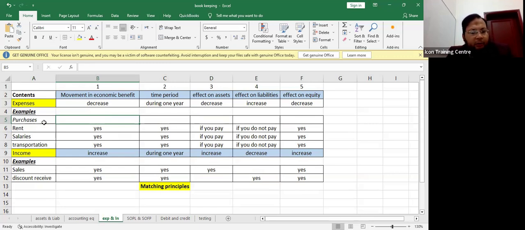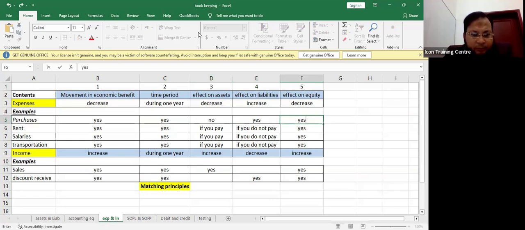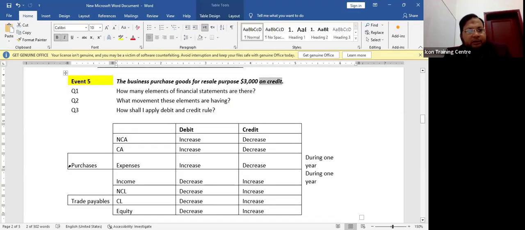So is it a decrease in economic benefit? Yes, because the intention is to sell it as soon as possible. It should be occurring during one year. If we have paid in cash, it will decrease your asset, but we are not paying in cash. Rather, we are purchasing on credit, so it will increase your liability, and it will always decrease your equity. So we recognize purchase as an expense, and it is increasing.